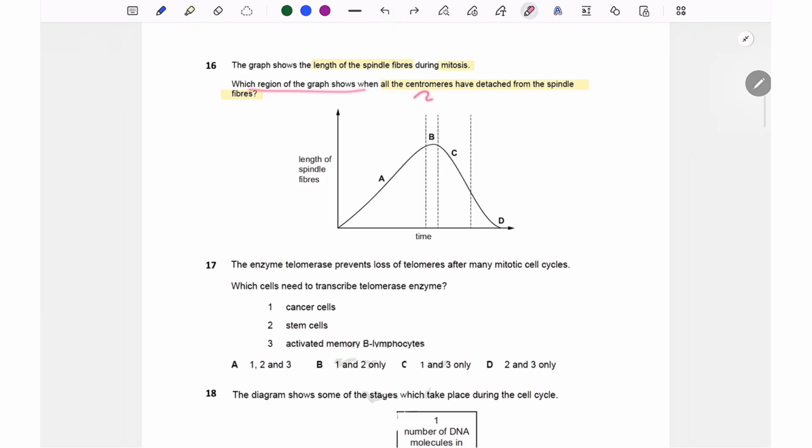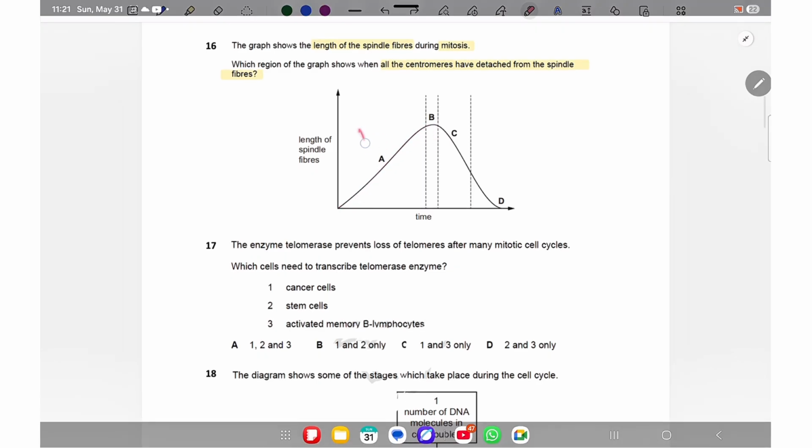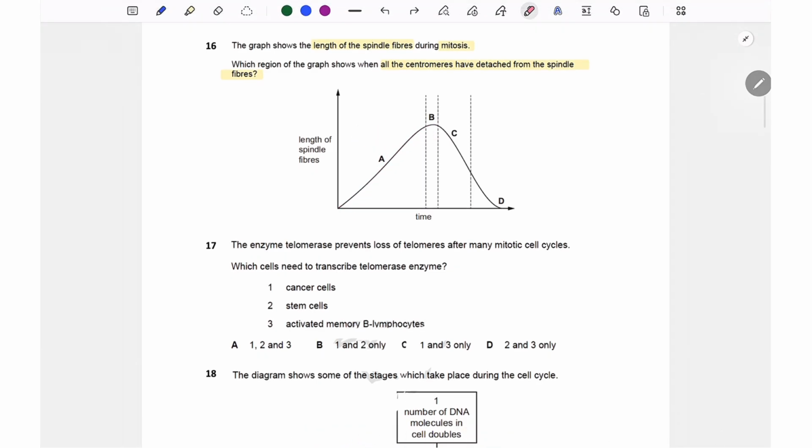Which region of the graph shows when all the centromeres have detached from the spindle fiber? So let's look at what the graph is showing. This is time against the length of spindle fibers. This is when the spindle fiber length is increasing. That's going to be in prophase. And this is when the spindle fiber is growing in prophase.